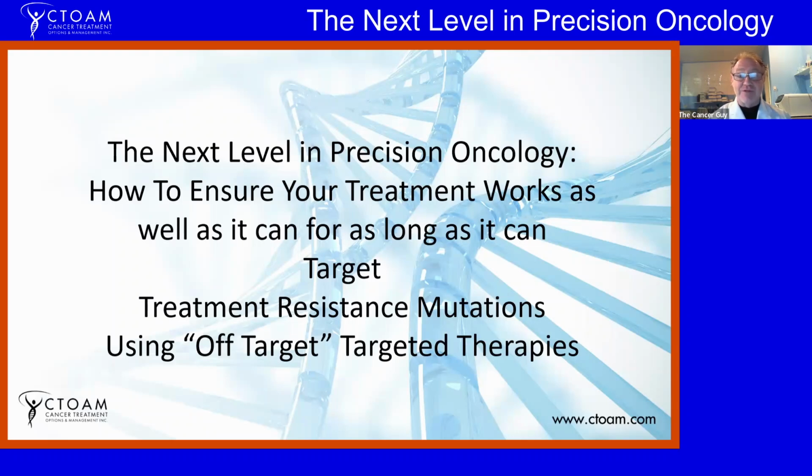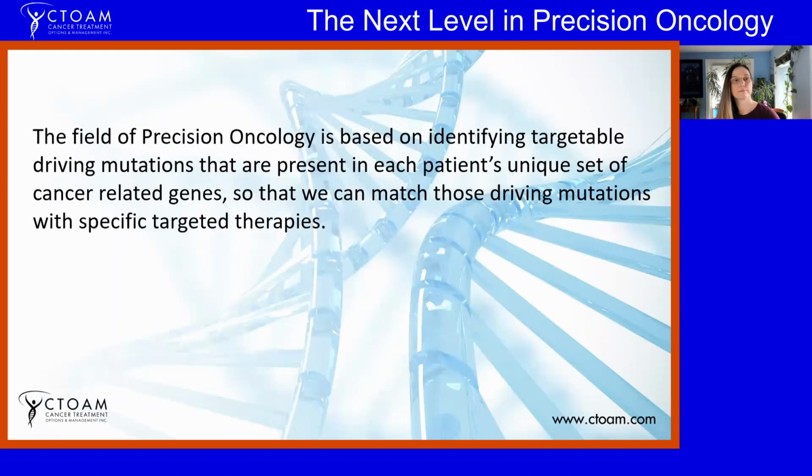And we found that many of these targeted therapies have a very limited ability to target mutations. In other words, they'll target only certain specific mutations, maybe 3 or 4, 5, 6 different mutations. And if we develop other mutations, then we can create resistance. So I'm going to go over this in detail. The field of precision oncology, as you know, is based on identifying targetable driving mutations that are present in each patient's unique set of cancer-related genes. And then we can match those with targeted therapies.